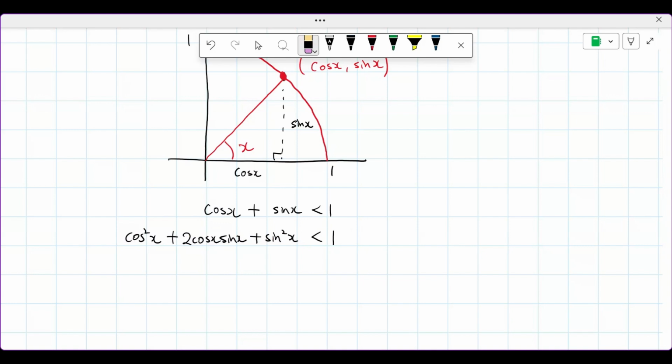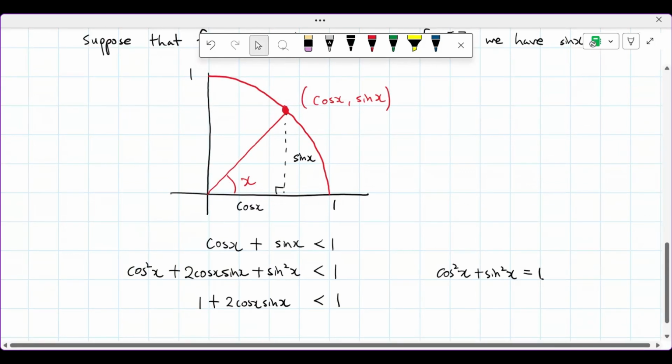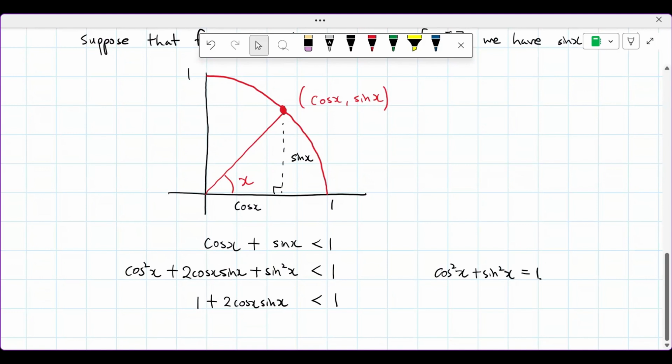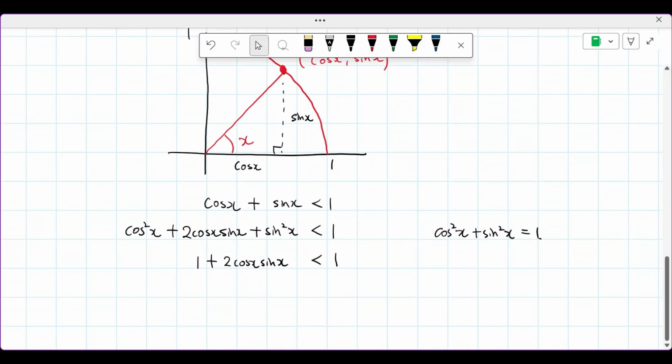1 squared is 1. But now we know that cosine squared of x plus sine squared of x is equal to 1. Right? So this is the Pythagorean theorem, which means that my left-hand side can be swapped with 1 plus 2 cosine of x sine of x is less than 1. Now, another thing that we know, because we're in the first quadrant, is both cosine of x and sine of x are positive values. So cosine of x times sine of x is also positive, which means that 2 cosine of x sine of x is a positive value.